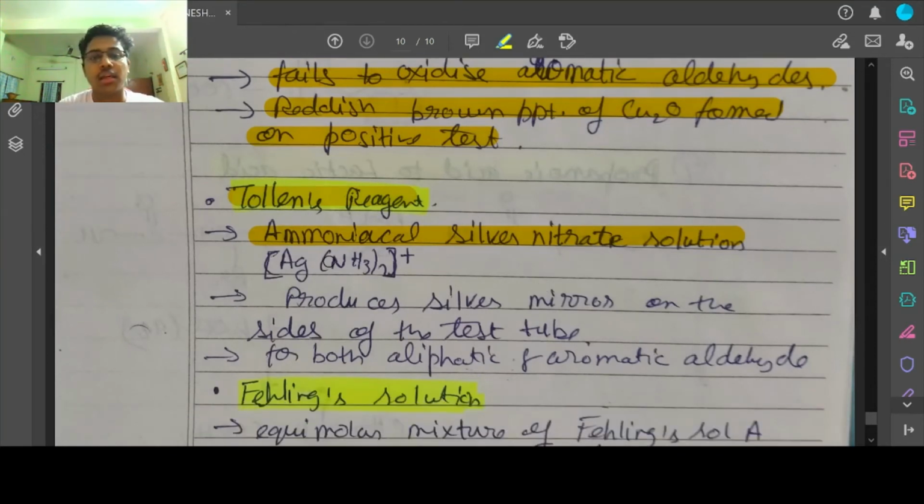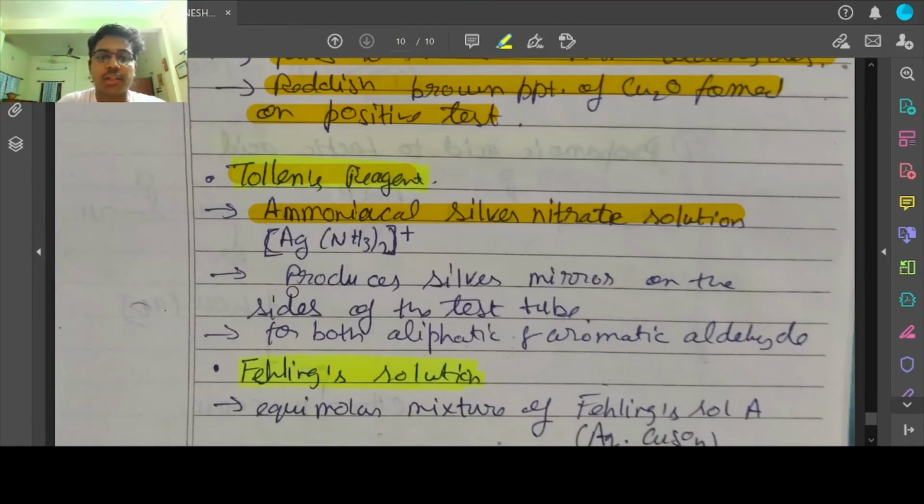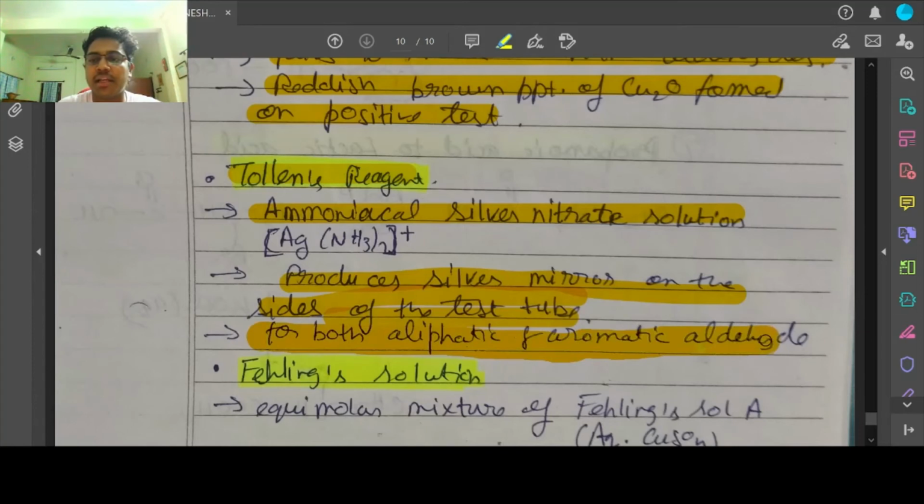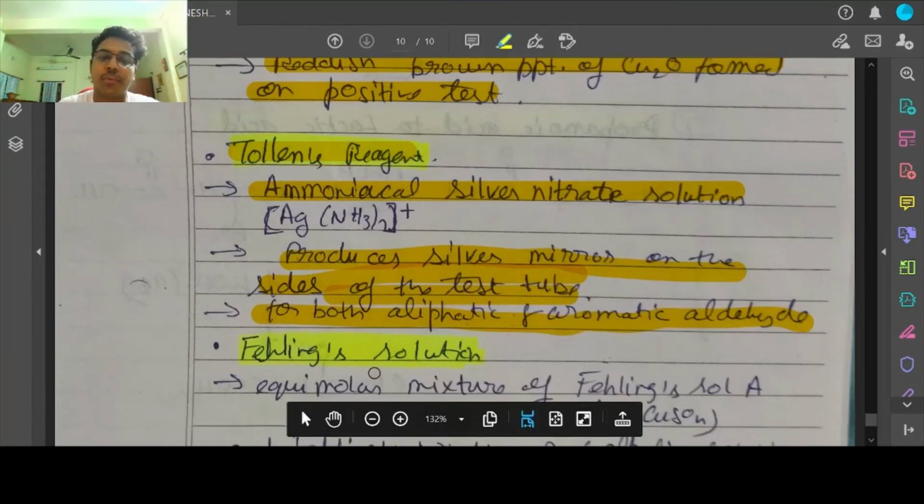So what does this reagent do? It produces a silver mirror on the sides of the test tube. On a positive test, it forms a silver mirror on the sides of the test tube. By silver mirror, we mean that it deposits silver on the sides of the test tube. It works for both aliphatic and aromatic aldehydes.